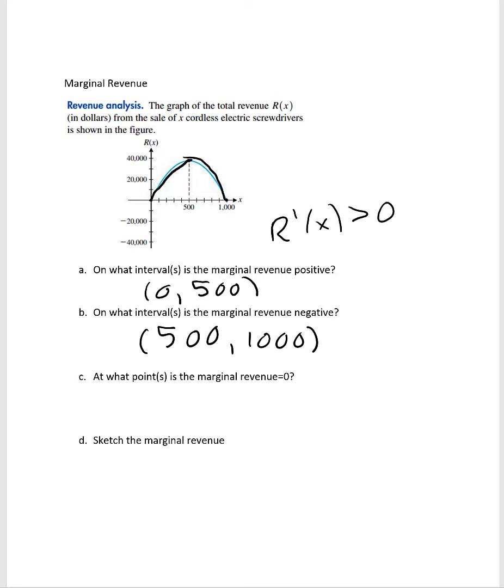Then it says, at what point is the marginal revenue 0? The marginal revenue is 0 where it changes. So this is my critical point. It was a maximum in this case, but this is where x is 500.